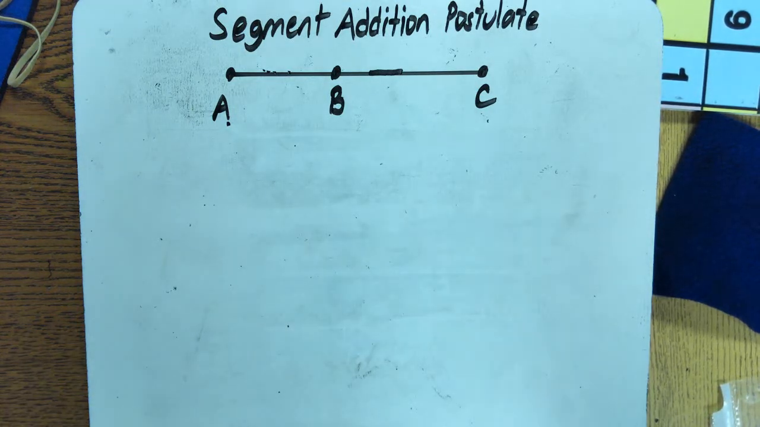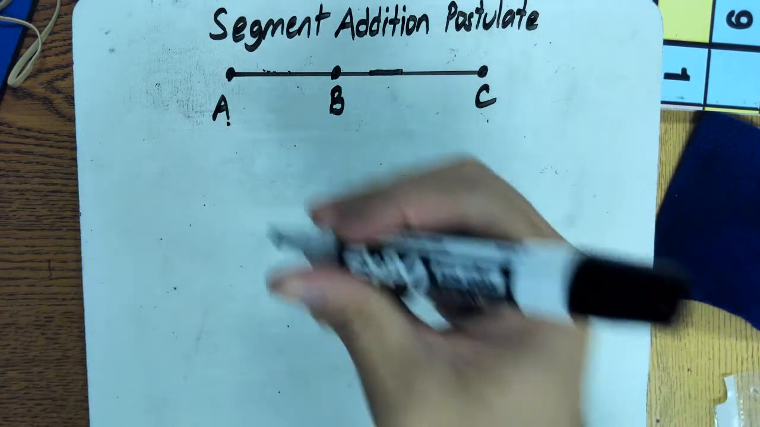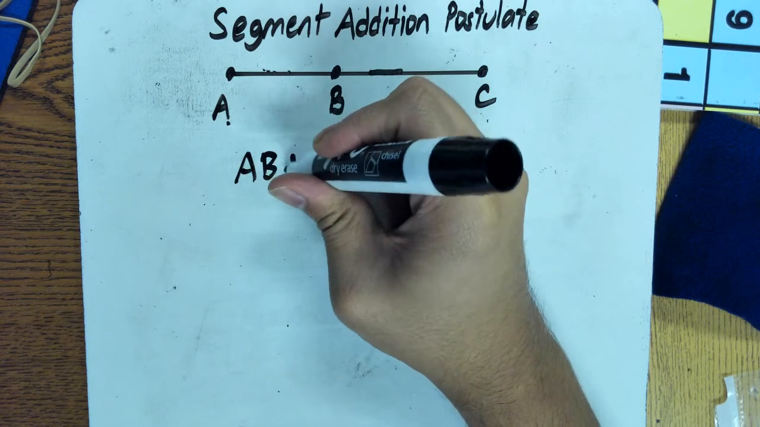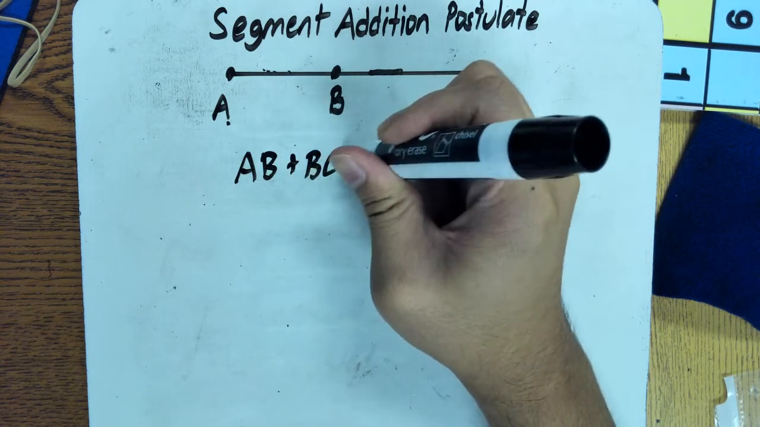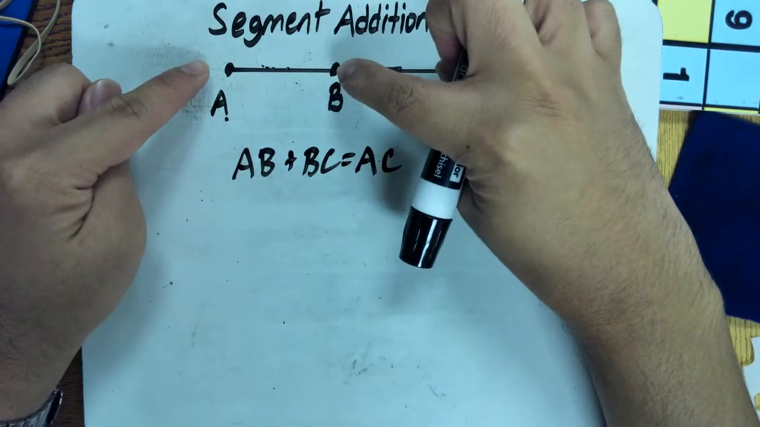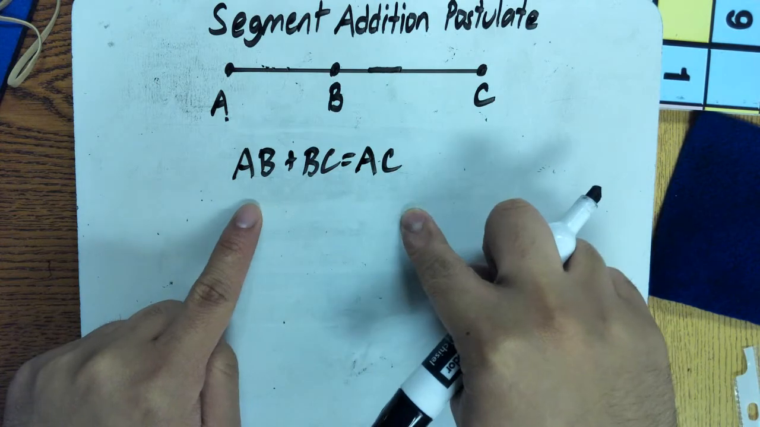Today we will cover the segment addition postulate. The segment addition postulate tells me that if I have three collinear points, then we can set up an equation such that AB plus BC equals AC. What this means is the length of AB plus the length of BC should equal the length of my entire segment AC.